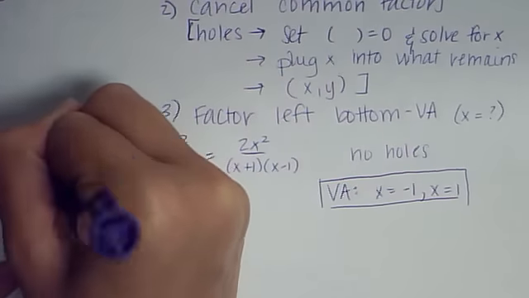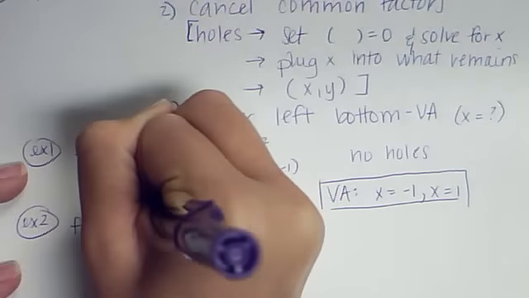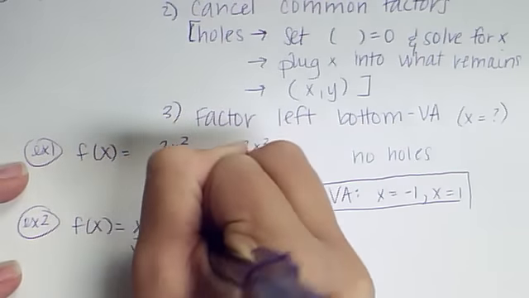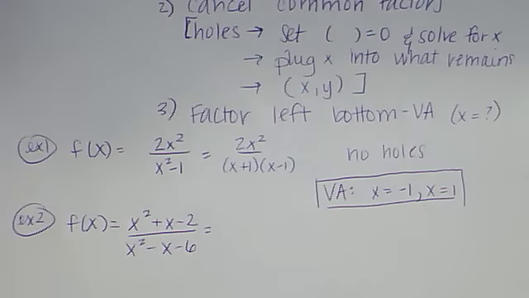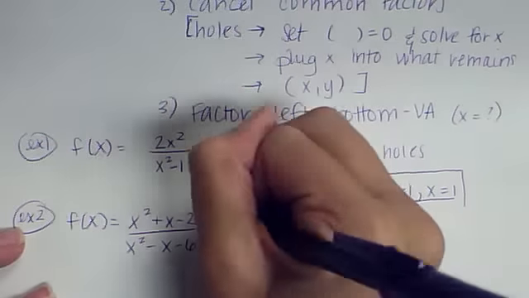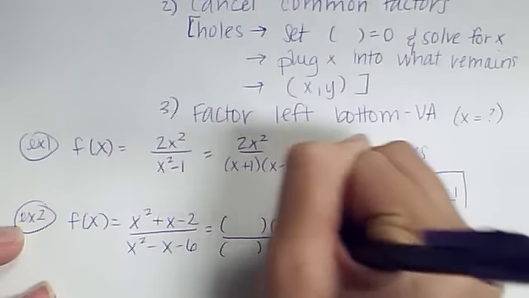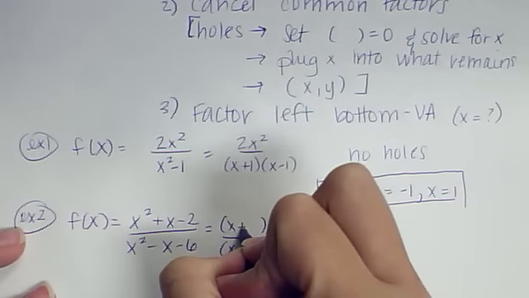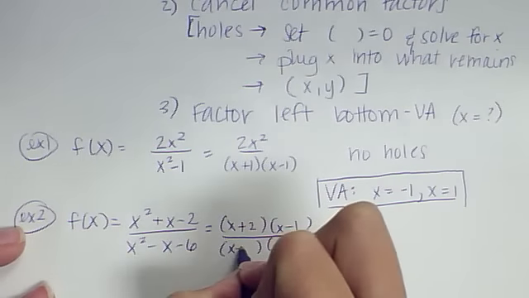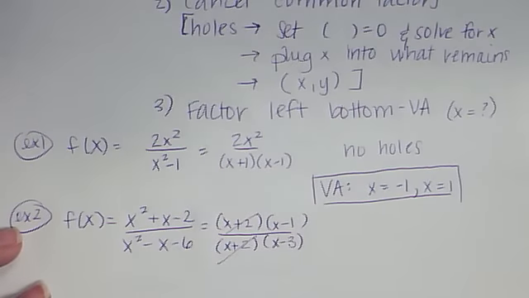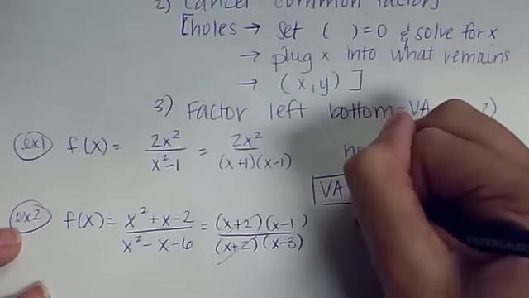Let's try another one. Example number 2. f of x equals x squared plus x minus 2 over x squared minus x minus 6. If I factor that, I can of course use my father drives a red Mustang, or I can just see that there are no a's involved here, so whatever multiplies to the last number and adds to the middle number will give me my factors. Hopefully you're getting better at factoring by now. When I do that, I have x plus 2 and x minus 1 on the top, and x plus 2 and x minus 3 on the bottom. I do have a factor that cancels this time because they're exactly the same, including the same sign.